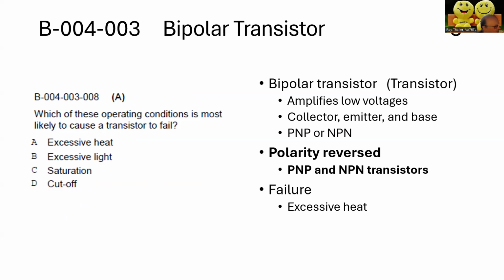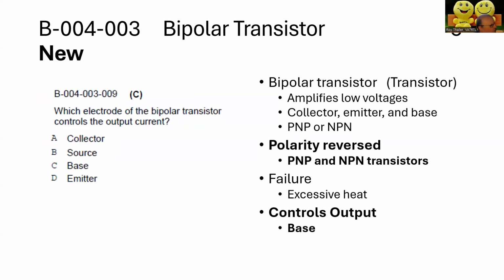Which of these operating conditions is most likely to cause a transistor to fail? With semiconductors, if they get too hot and carry too much current, it destroys them. So excessive heat is the problem. Here is a new question. Which electrode of a bipolar transistor controls the output current? So you have EBC, so source is definitely the wrong answer. And because the base controls the current, C is the correct answer, base.